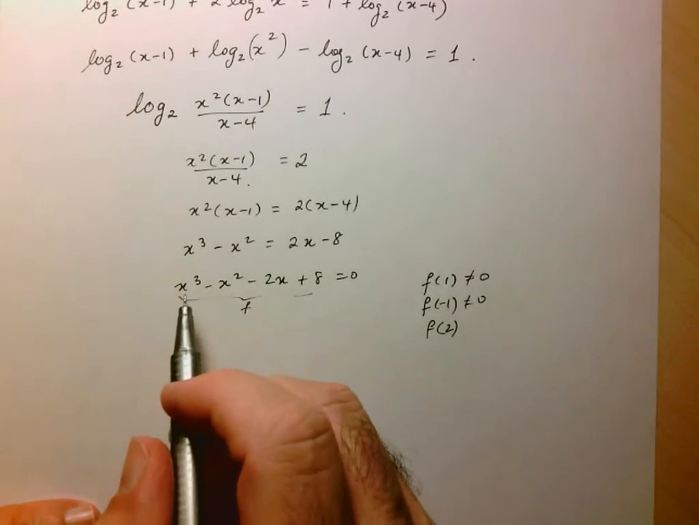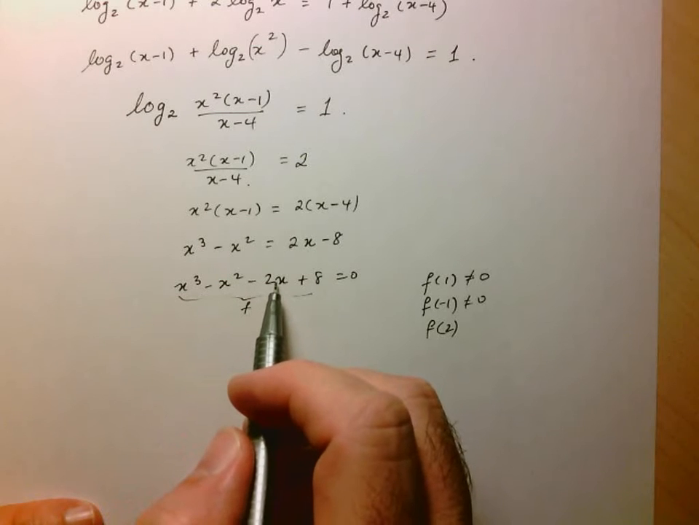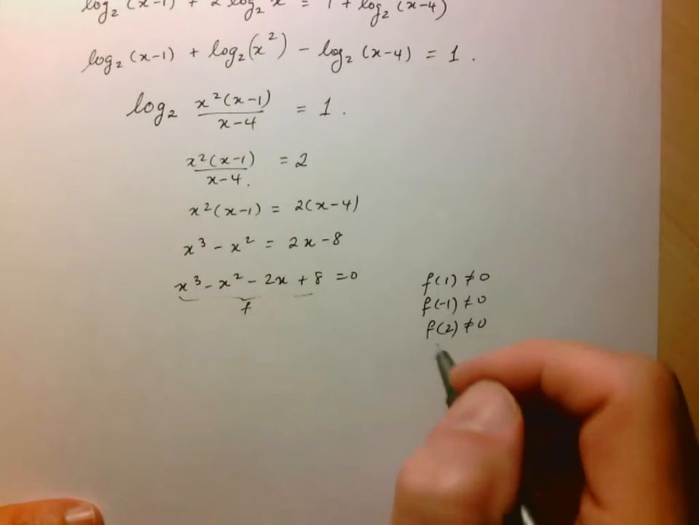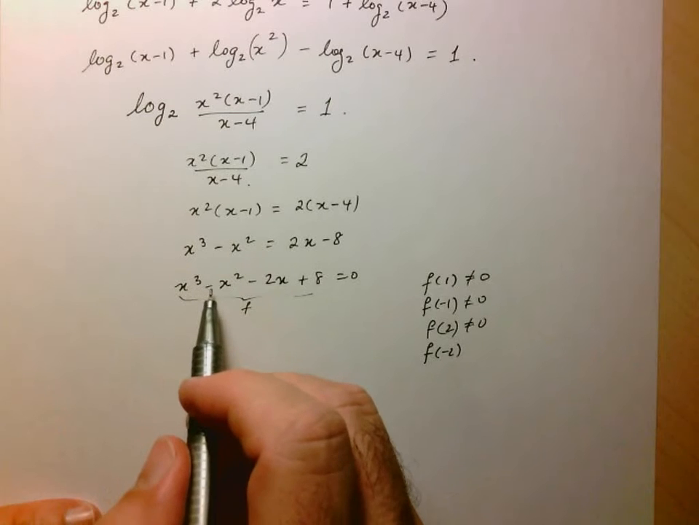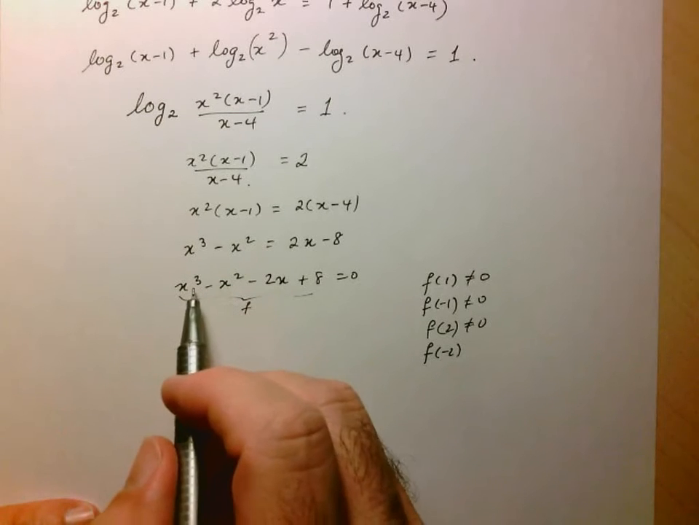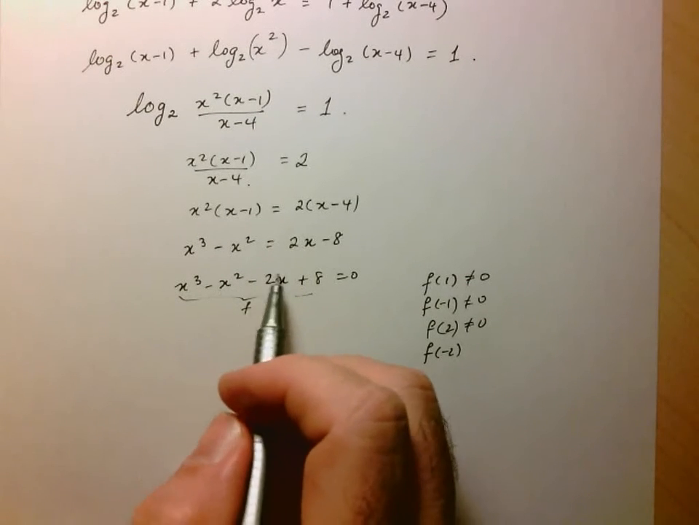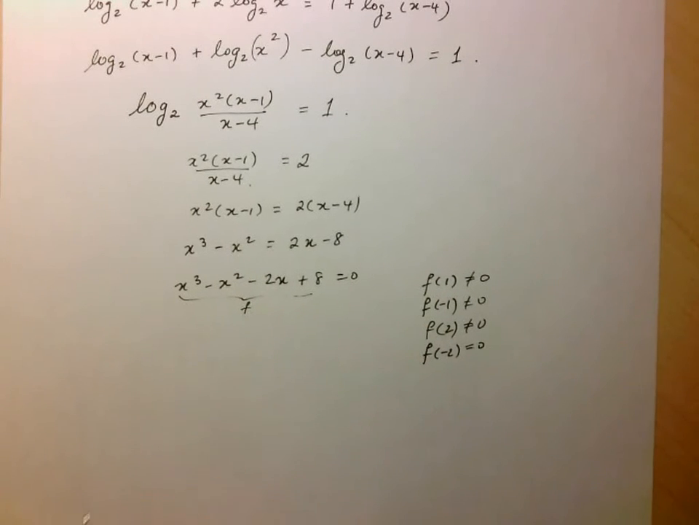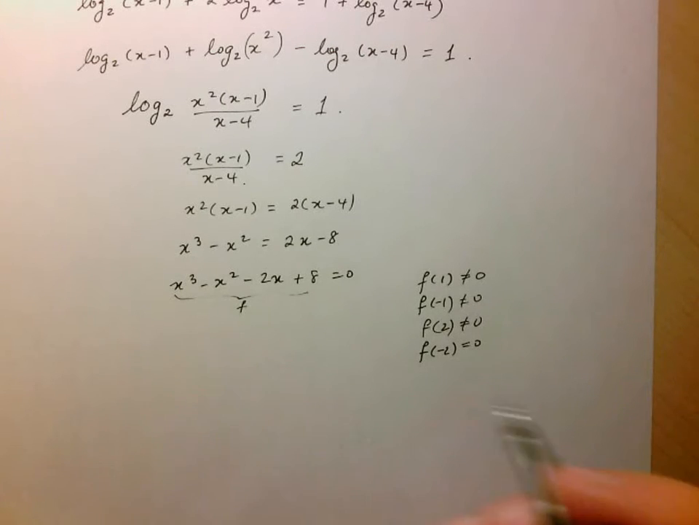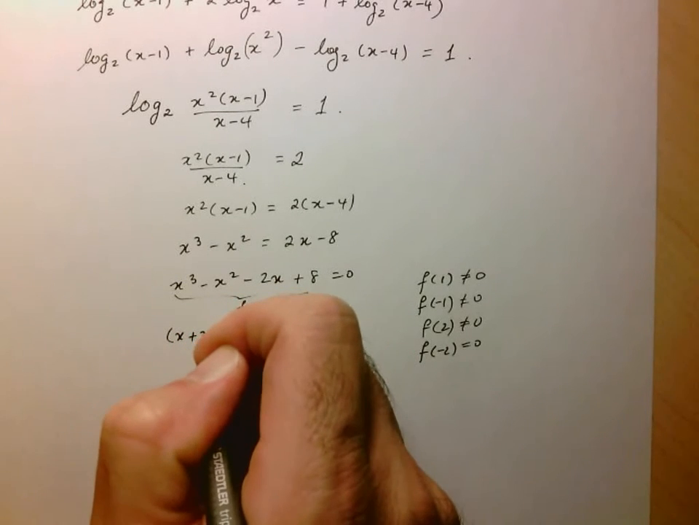Let's move on. f at 2. Here we have 8 minus 4 is 4, minus 4 is 0, plus 8, not equal to 0. Let's try f at minus 2. This is going to be negative 8, minus positive 4, so negative 8 minus 4 is negative 12, plus 4, 2 times negative 2, so plus 4 brings me back to negative 8, plus 8 is 0. And so there we go, we have our first factor, which is going to be x plus 2.